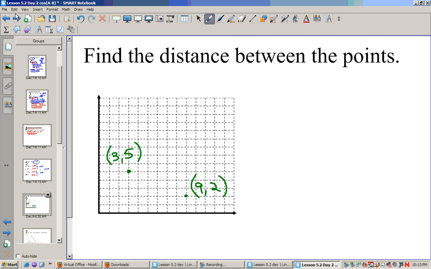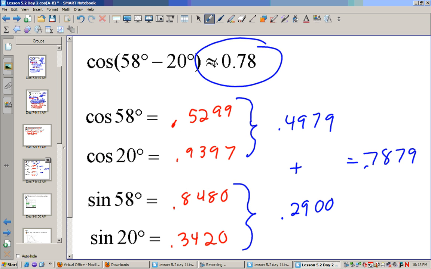So this would be how we do it. We take our cosines, multiply those together. Take our sines, multiply those together. Cosine of each, sine of each. And then we add those together, and then we get the answer. It's pretty crazy.